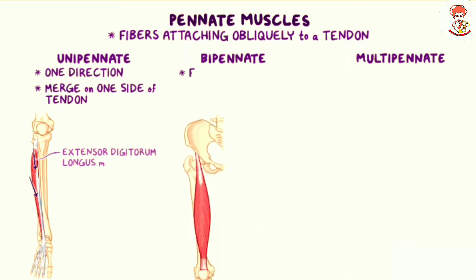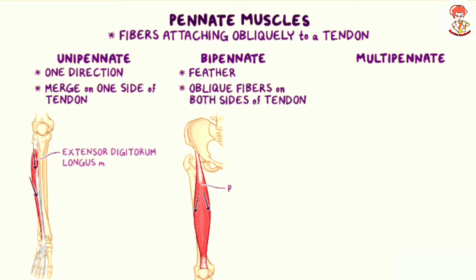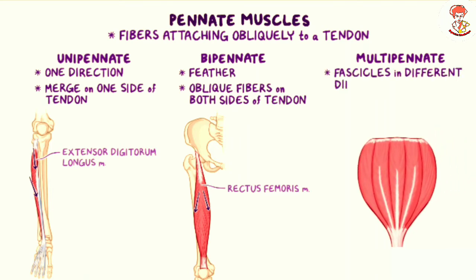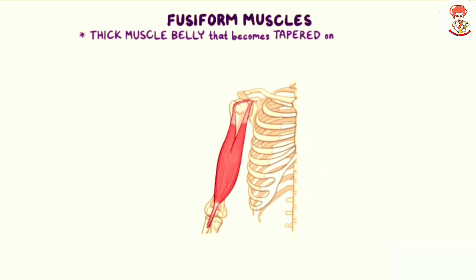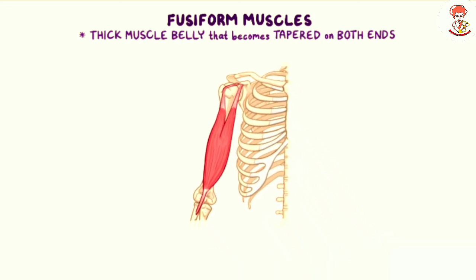Bipennate muscles look like a feather, having oblique fibers on both sides of the tendon, like the rectus femoris of the anterior thigh. And the multipennate muscles have fascicles in different directions attaching to a branched central tendon, like the deltoid muscle covering the shoulder. Next are fusiform muscles, which have a thick muscle belly that becomes tapered at both ends. An example of a fusiform muscle would be the biceps brachii.